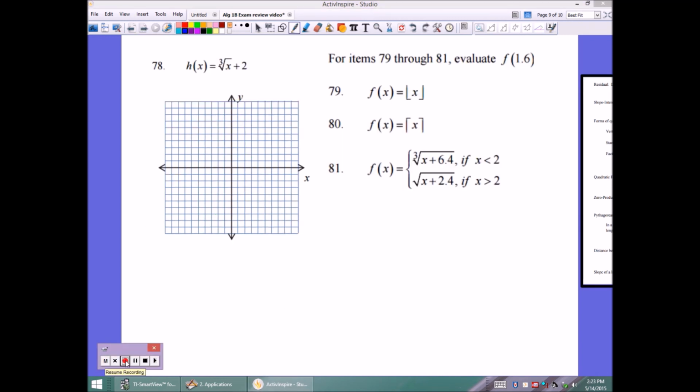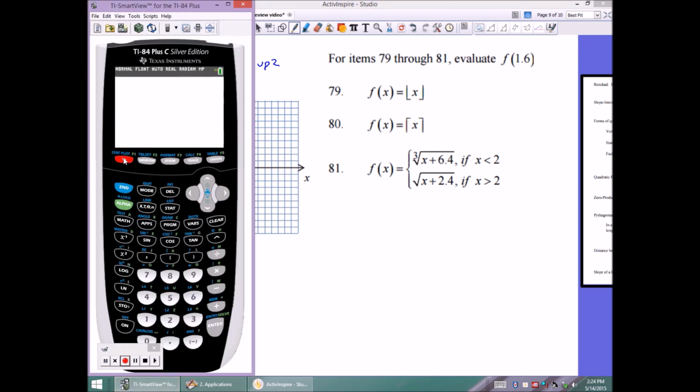Alright, and this last one is saying the cube root function, and we're shifted up 2 because it's on the outside, it's up 2. So it would be on the inside if it said x plus 2 on the inside. That would be right or left, but this one is up or down because the cube root stops. So again, I'm just going to go to my calculator and plug it in.